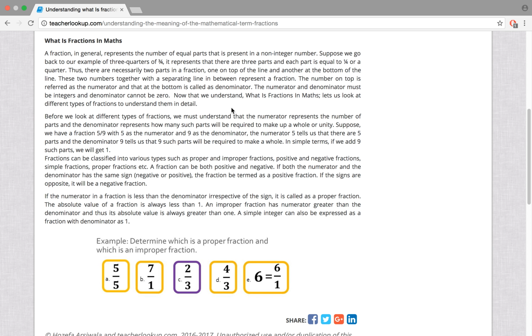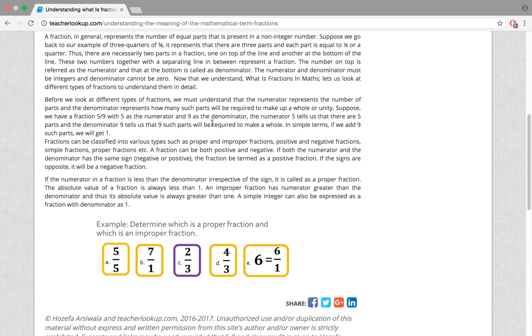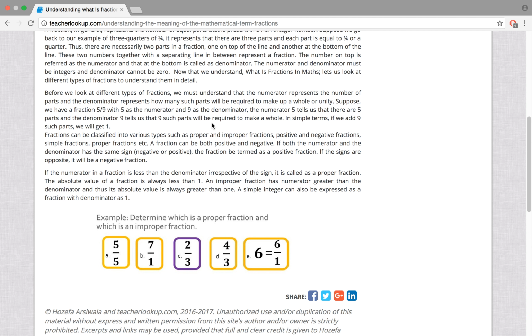Now that we understand what a fraction is in maths, let us look into different types of fractions and understand them in detail. Before we look at different types of fractions, we must understand that the numerator represents the number of parts and the denominator represents how many such parts will be required to make up a whole or unity.